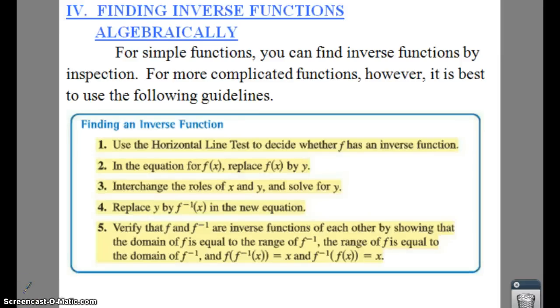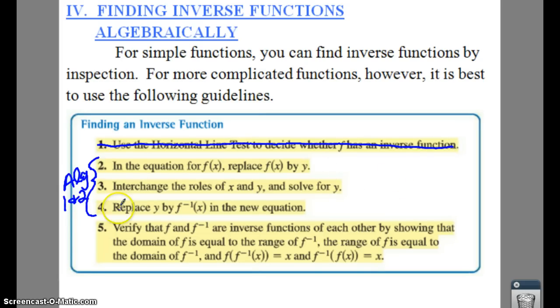Alright, finally, we get to find inverse functions algebraically. Basically, these steps are just like what you did back in Algebra 1 and Algebra 2. You don't really have to use the horizontal line test to see if it has an inverse function. You can, but that's if you're given a graph. If you're not always given a graph, then you can't do the horizontal line test.